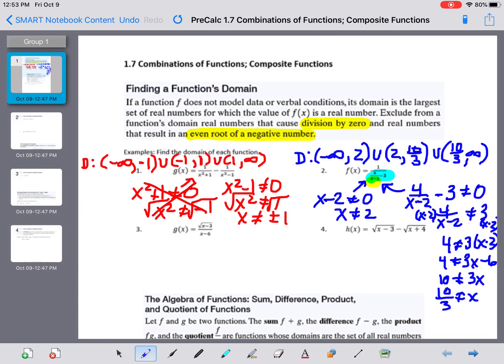Please write these domains in interval notation. I know it actually looks like it takes longer, and it's longer than when you just used to write x cannot equal 2, x cannot equal 10/3, but we do want to write this in our interval notation. Okay.